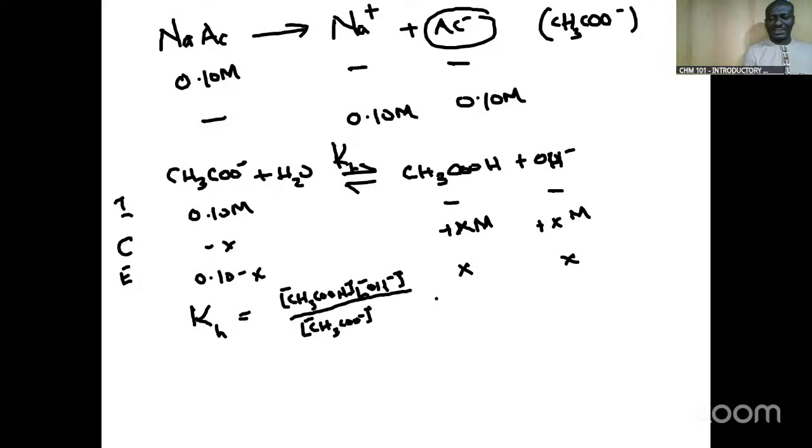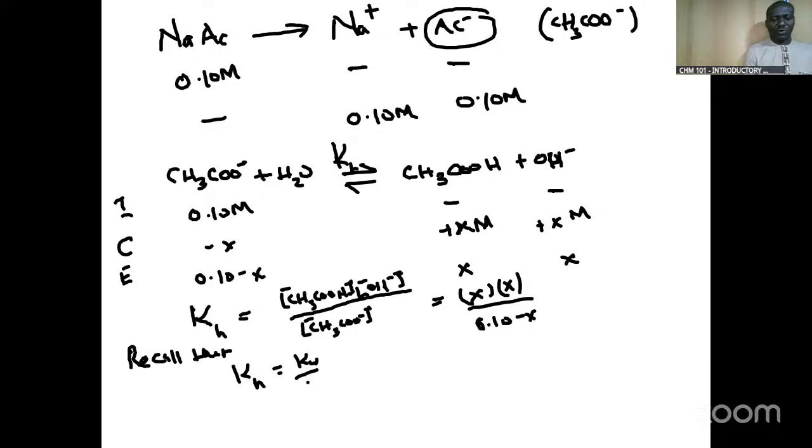If we substitute according to what we have on the ICE table, we have x over 0.10 minus x. Now, recall that KH is equal to KW over KA, and that will be equal to 10 to the power of minus 14 over 1.8 times 10 to the power of minus 5. Let's find out what that will give us.